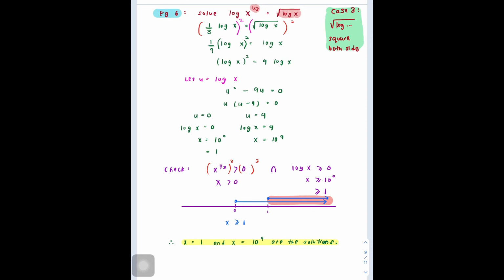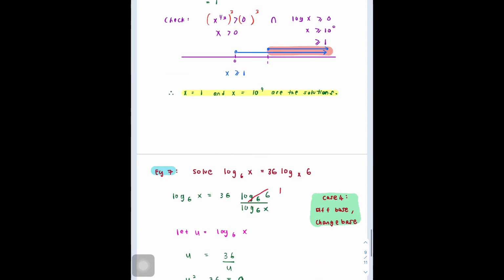So check whether these two answers satisfy the given interval for the domain here. One is, yes, inside the domain, which is x is more than or equal to 1. 10 to the power of 9 is also within the domain. So you can conclude that x equal to 1 and 10 to the power of 9 are the solutions of this question.